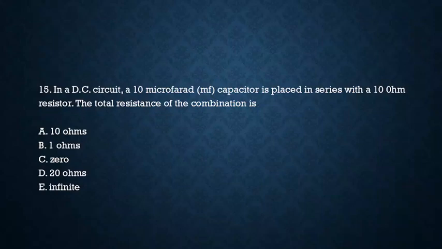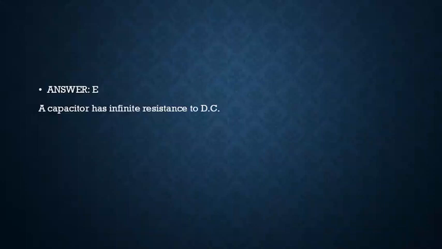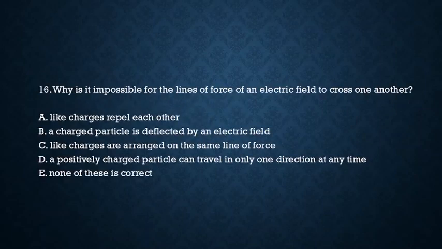Question number 15. In a DC circuit, a 10 microfarad capacitor is placed in series with a 10 ohm resistor. The total resistance of the combination is A. 10 ohms, B. 1 ohm, C. 0, D. 20 ohms, E. infinite. The answer is E, which is infinite. A capacitor has infinite resistance to DC, that's direct current.